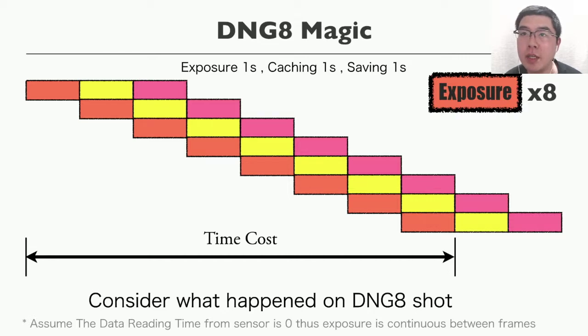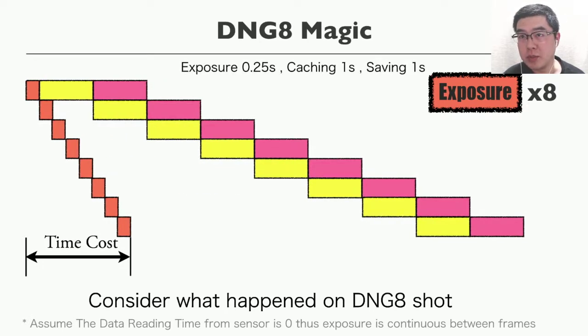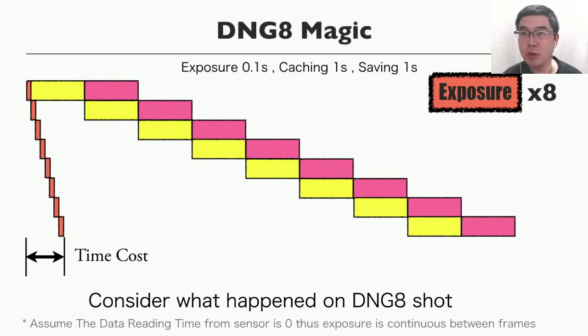Let's take some examples, right? Consider we have 1 second exposure, 1 second caching, and 1 second saving. The caching and saving times are normally constant on your hardware, and if your exposure time is faster, like 0.25 seconds, the time cost for you is 8 times 0.25, which is 2 seconds. Let's go faster, 0.1 second. Now we have 0.8 seconds in total, which saves you quite a lot of time to get a sequence of DNG shots, with only 1 click on the shutter button, without clicking 8 times or triggering the time lapse, right?